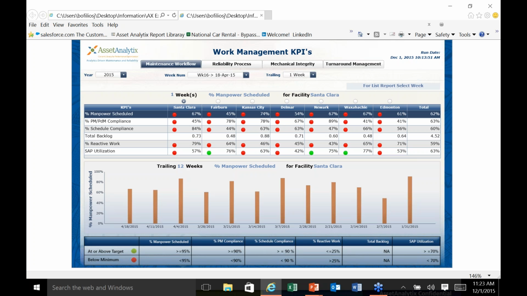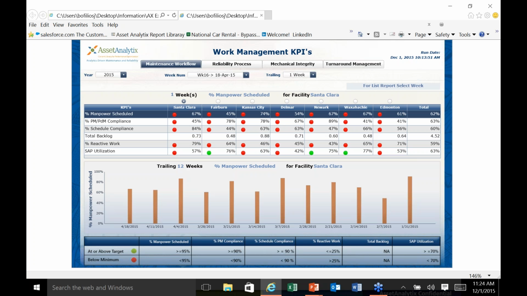So I'm not advocating any type of solution, but what I want to do here is highlight, all right, I've identified what I'm trying to improve. In this example, I'm looking at maintenance, reliability, mechanical integrity, and turnarounds. And these are more of the lagging indicators, crawl, walk, run type thing.